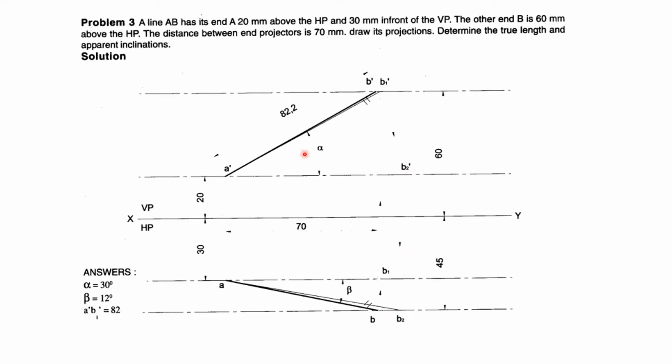Then we are going to get the inclinations and the length with respect to the front and the top view. So you can clearly see that alpha is equal to 30, beta is equal to 12 degrees, and the true length will be equal to 82. In our computer it may be a little bit different. You can see 82.2 and it is fine. You can just locate the things. So that's how exactly we can have it here with respect to the second kind of line.